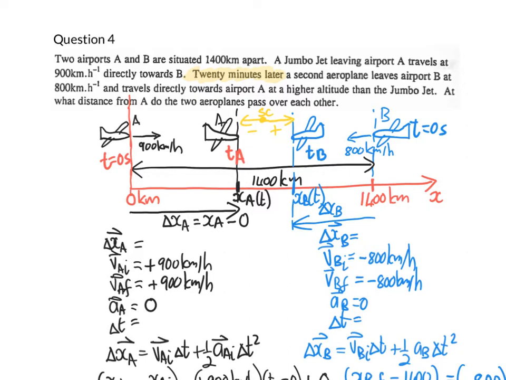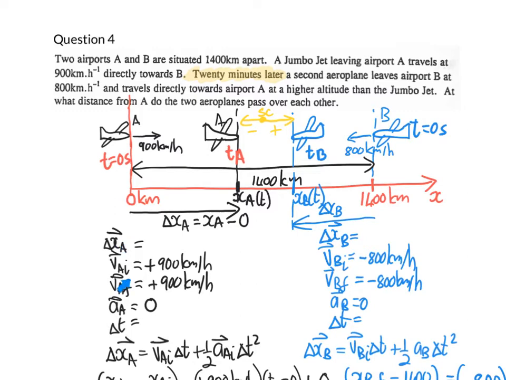So a second aeroplane leaves airport B at 800 kilometers per hour, and it travels in that direction towards airport A at a higher altitude than the jumbo jet traveling from A. So therefore they won't collide in mid-air. At what distance from A do the two aeroplanes pass over each other?